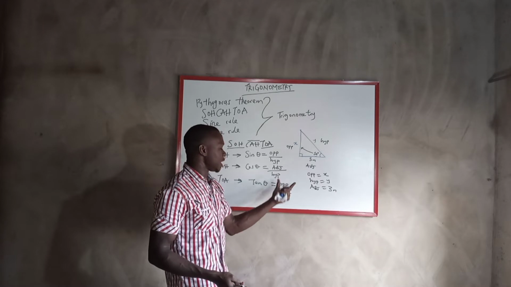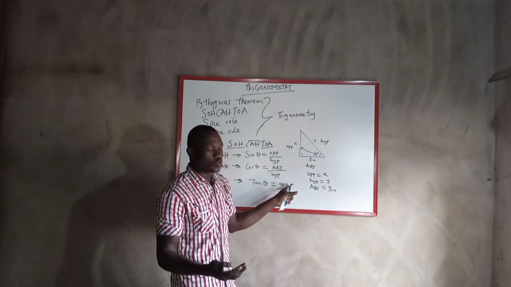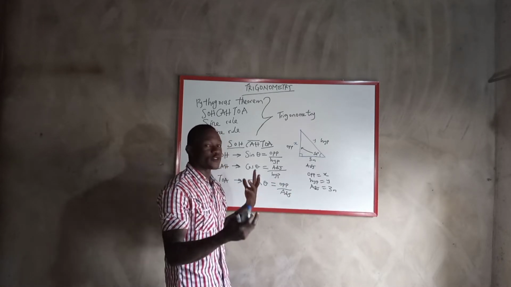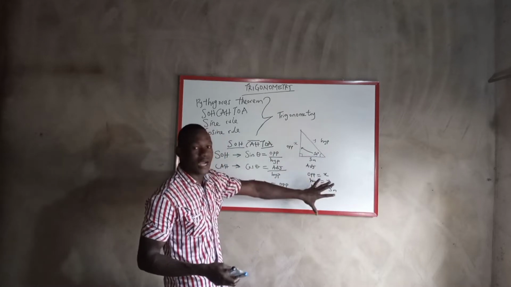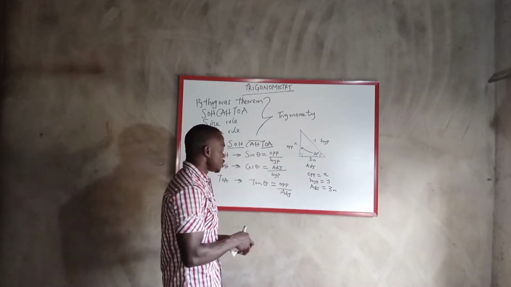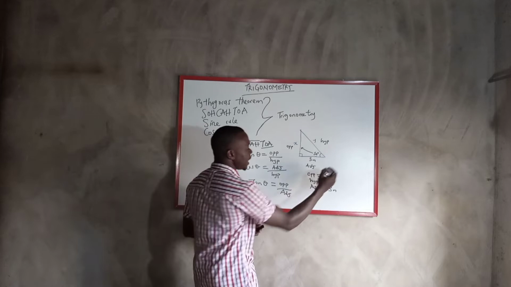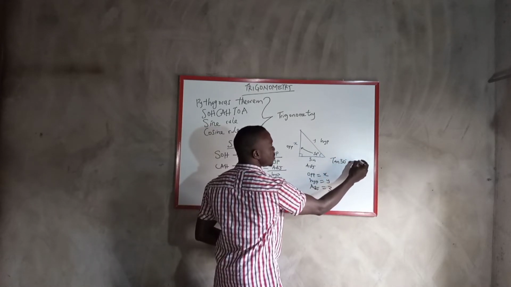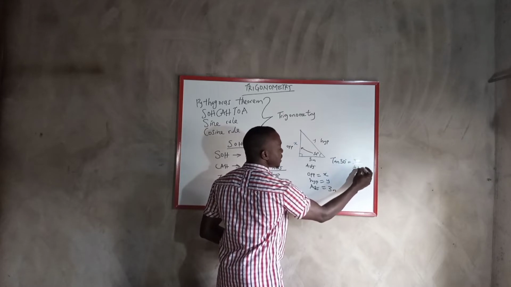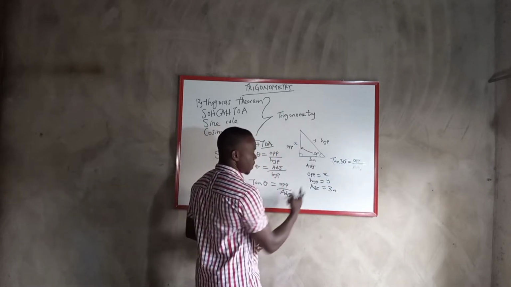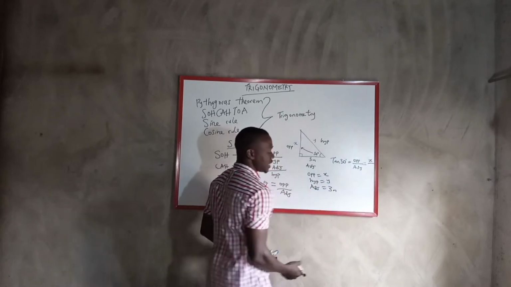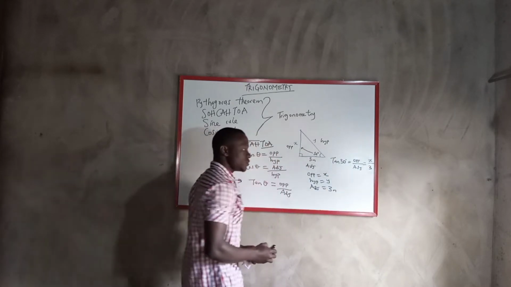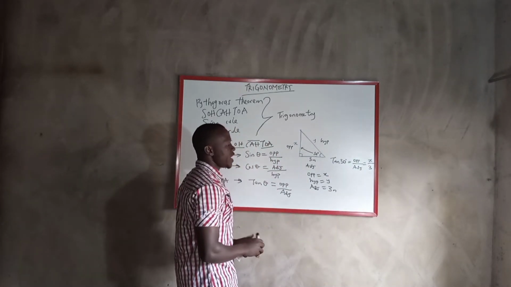Why are we choosing opposite and adjacent? Because opposite is unknown, adjacent is known. We cannot solve using two unknowns. We have to pick one unknown and one known so that we'll be able to solve it. So we apply tan theta. Our theta becomes 30 degrees, which is equal to opposite over adjacent. What's our opposite? x. What's our adjacent? 3. So tan 30 is equal to x over 3.